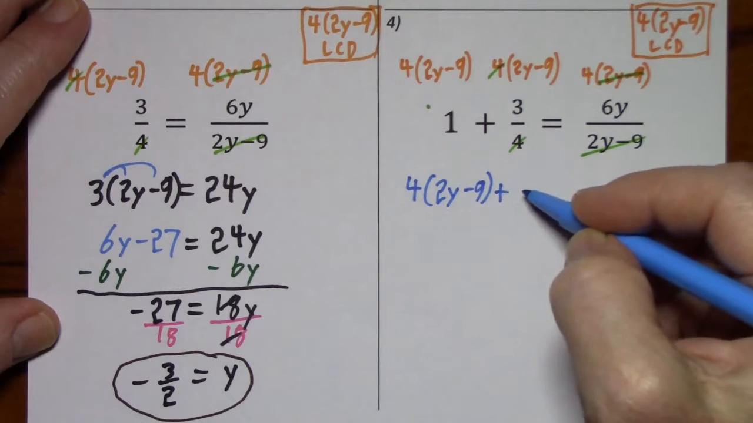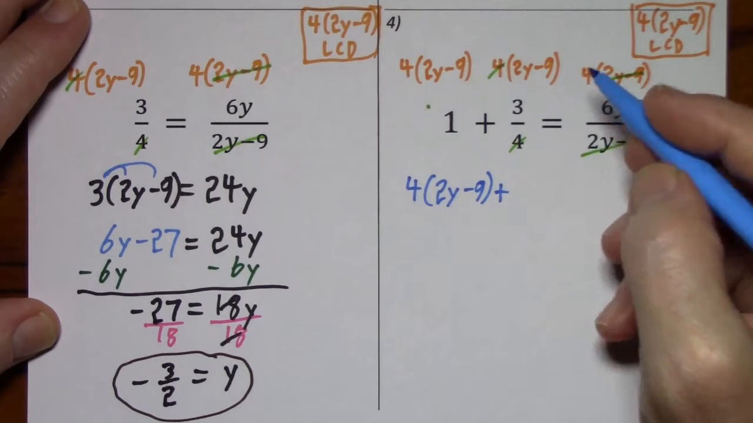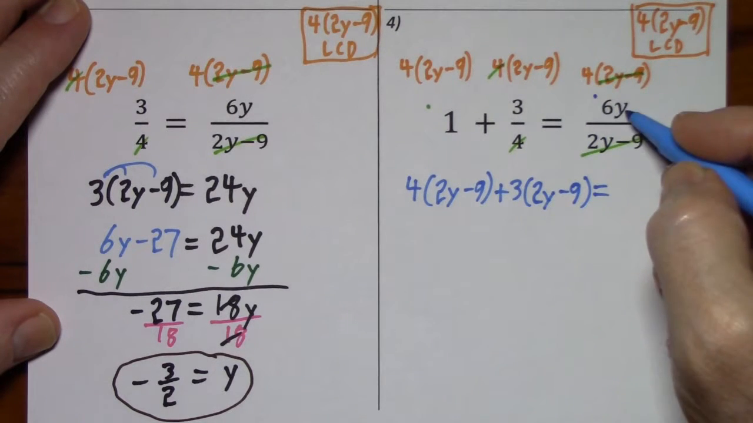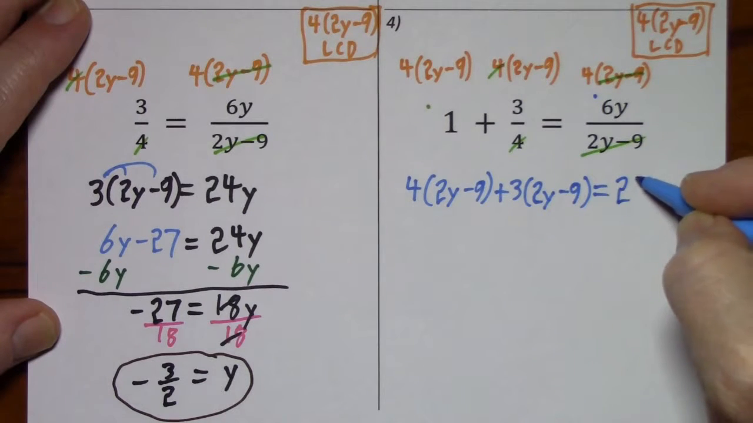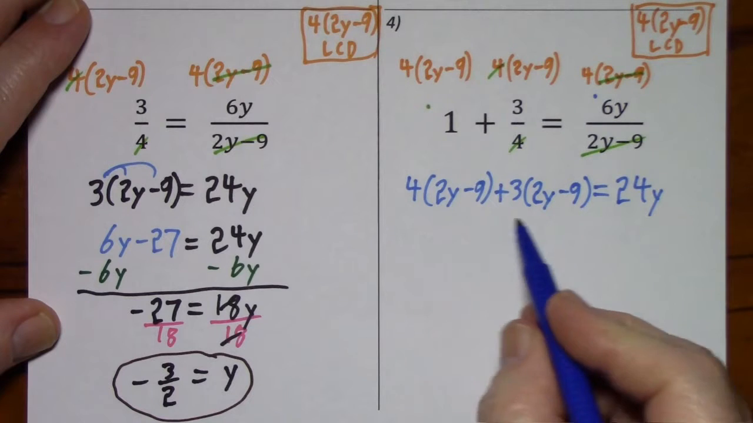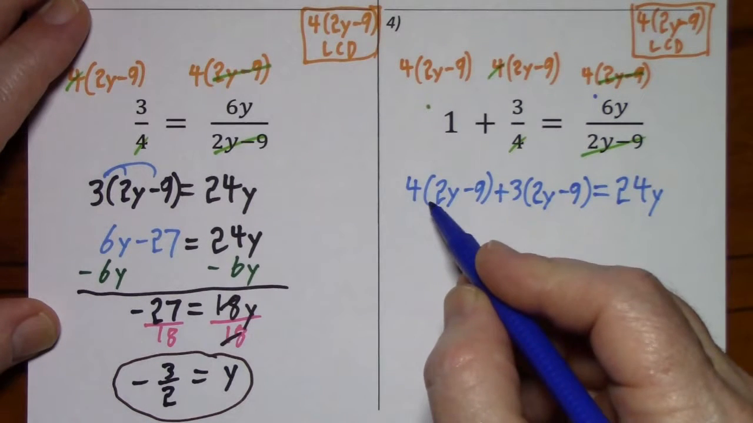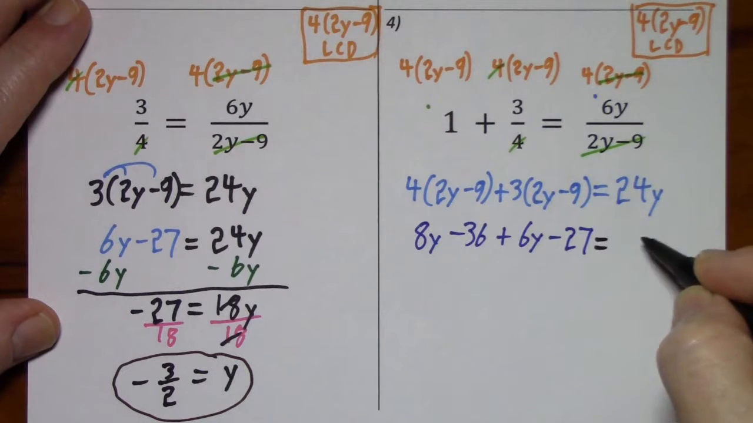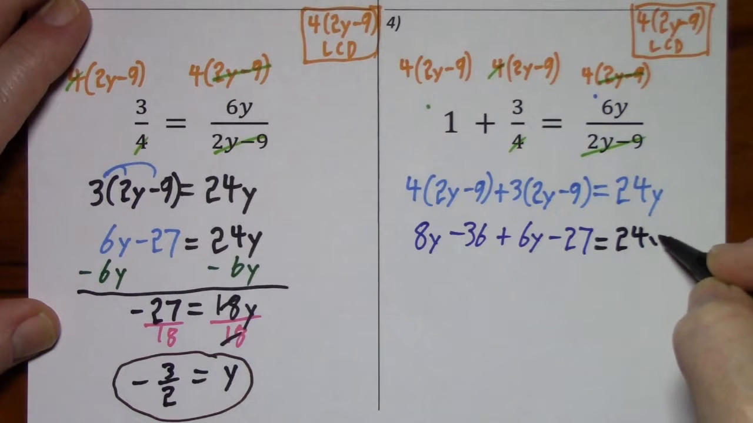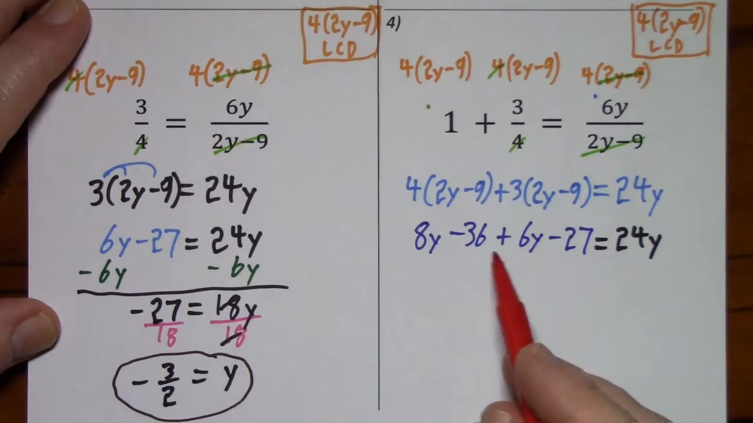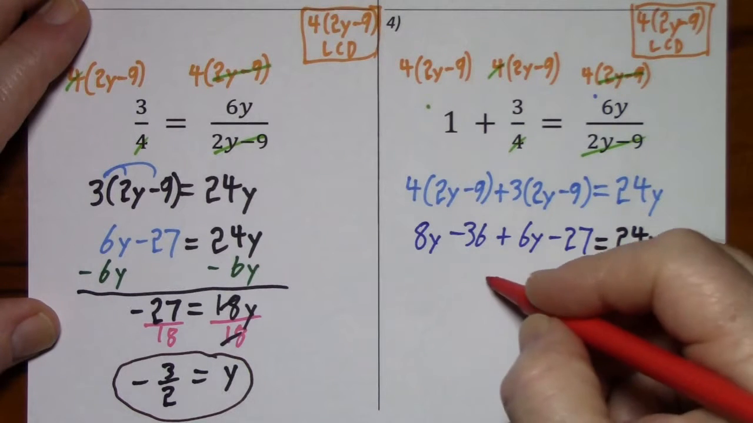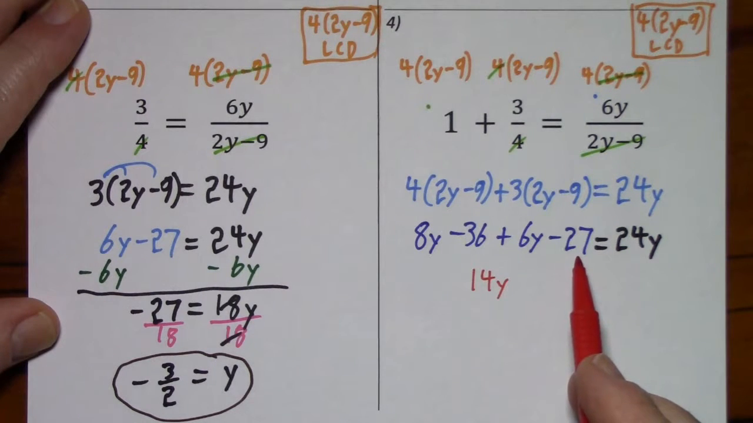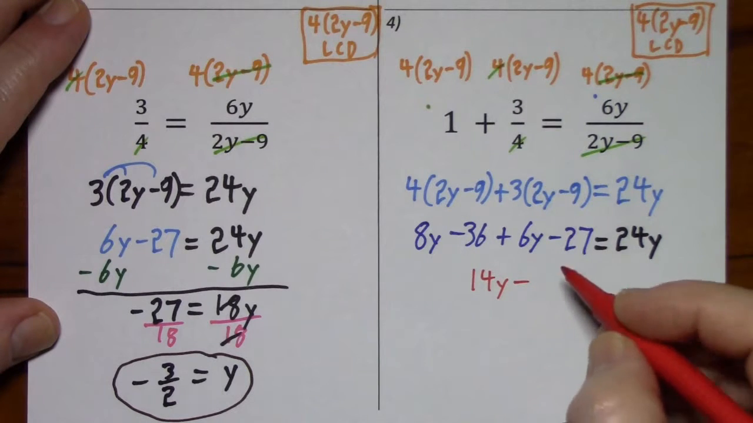Bring down your plus. 3 times this quantity. Bring down your equals. And here we have 4 times 6y. We'll just put 24y. You're certainly going to have to get rid of these parentheses, so distribute the 4 and then distribute the plus 3 and bring down equals 24y. Now the best bet will be to combine like terms. 8y, 6y gives us 14y. Negative 36, negative 27 is a negative 63.